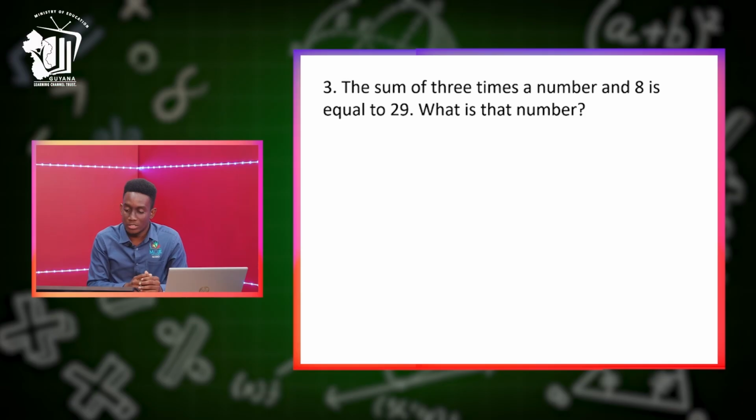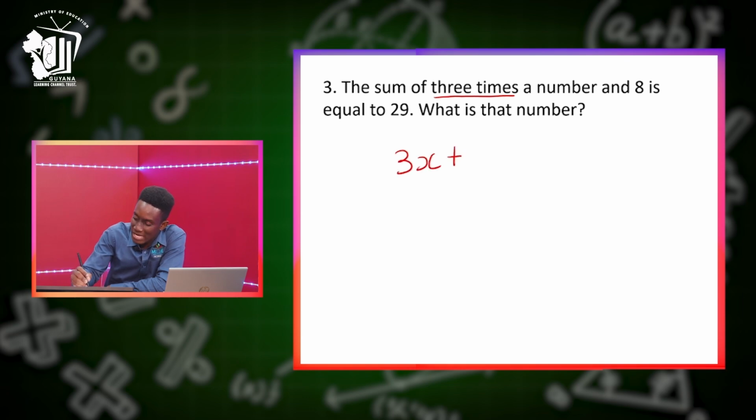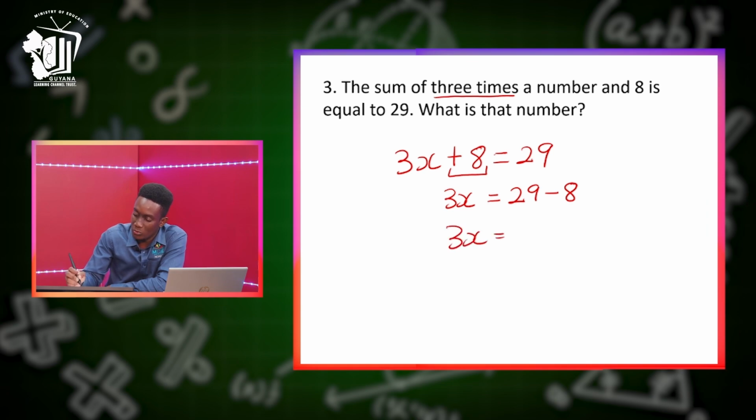Let's look at another one. The sum of 3 times a number and 8 is equal to 29. What is that number? So the sum of 3 times a number, so we know we're adding here, and we're talking about 3 times a number. So it's 3 times x, and the sum of this and 8, so we add the 8, is equal to 29. What is that number? So we have to solve for x, so we take over this plus 8. So this will be 3x is equal to 29 minus 8.